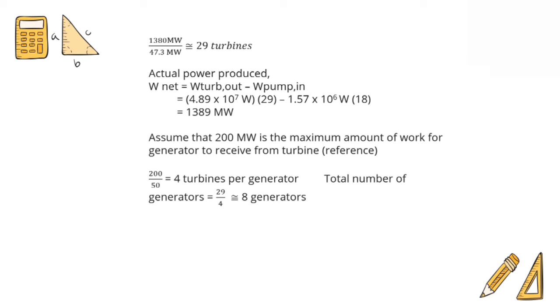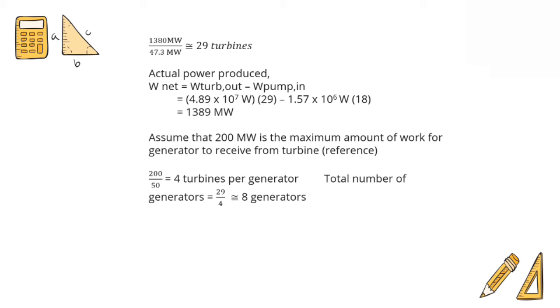In order for us to know the number of turbines that we need, we divide the amount of power that we aim for by the actual power that we produce. By doing so, we found out that we need 29 turbines in order to achieve 1380 megawatt. With that information, considering the number of turbines and also pumps, we can get that the actual power produced by this power plant is equal to 1389 megawatt.